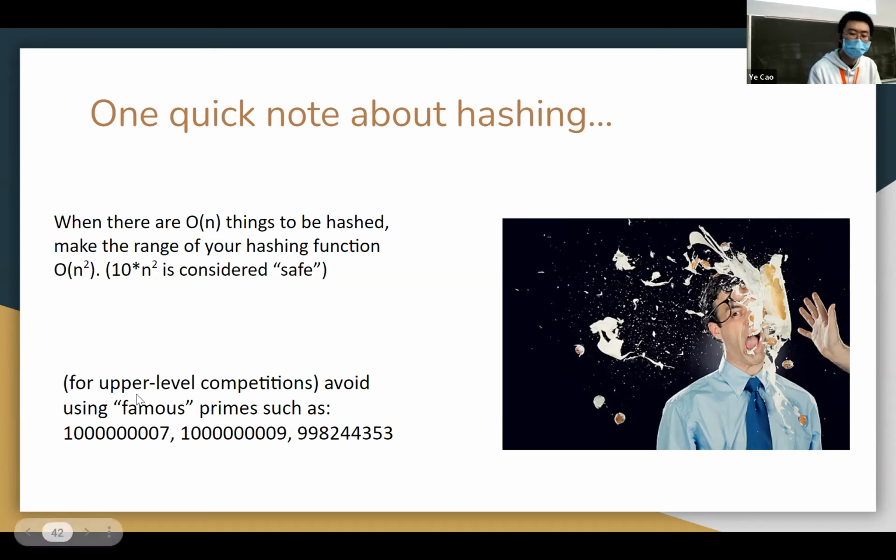And a tip for upper level competitors: when you decide to write a hash function, avoid using the famous primes. And by famous, I mean 10 to the 9 plus 7, 10 to the 9 plus 9, 998244353. If you have done enough problems, on CF or other sources, you have probably seen those numbers over and over again. Either they're easy to remember, that's the case for the first two primes, or they have some really nice property, in the second case.